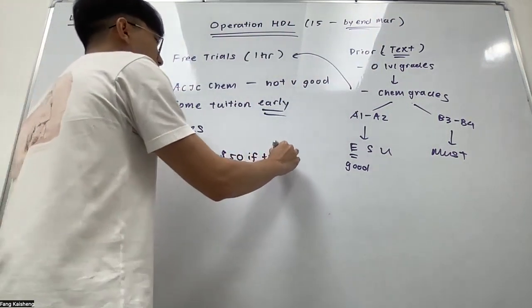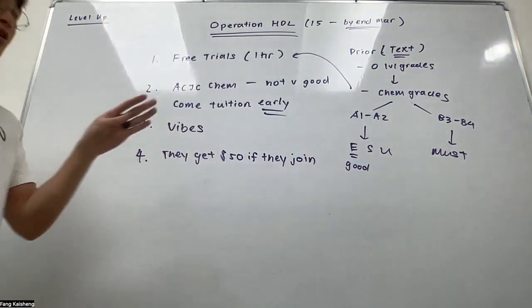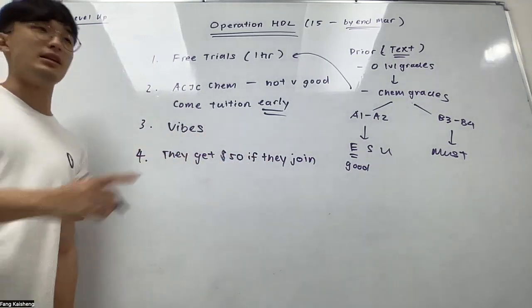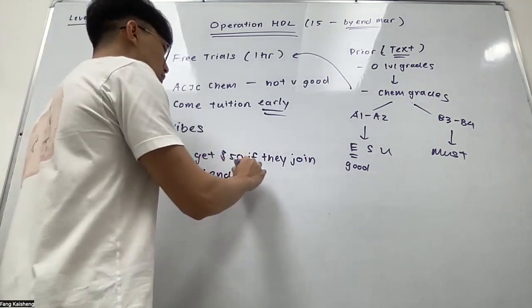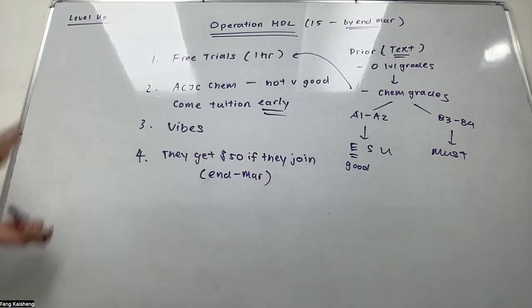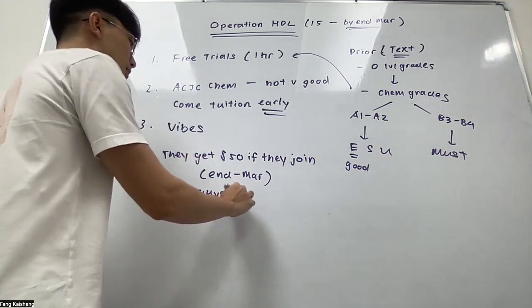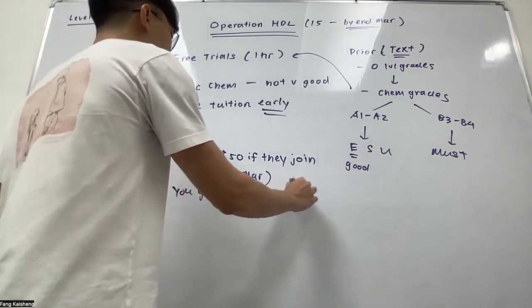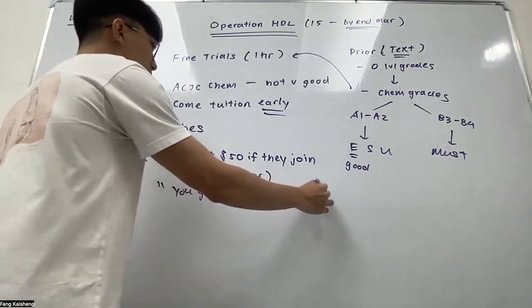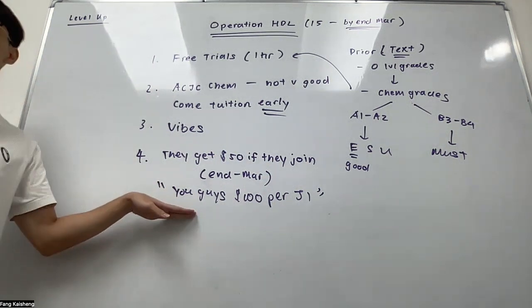If the money somehow, okay, we are okay with that. So if they join, they'll get $50. But this only lasts until end March. After that, you can still put them in, it's quite likely also, but they just won't get the money. And by end March, you get $100 each per J1. Of course, you don't tell them this. This is like a hidden one. So just keep in mind, on top of that, you get $100 each.